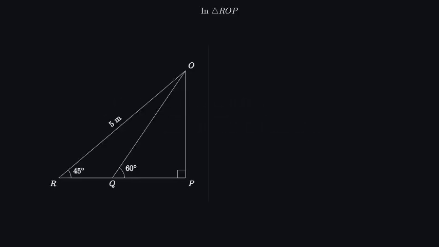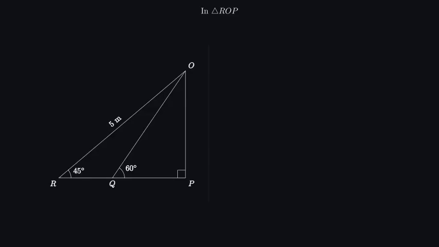There are two important triangles. The first one is triangle ROP. The second one is triangle QOP. The important link is that both triangles share the vertical height, OP. So we first find OP from triangle ROP, then use OP to find QP from triangle QOP.